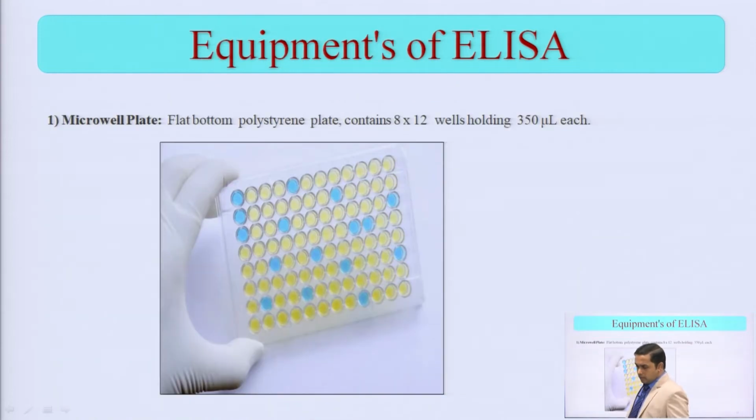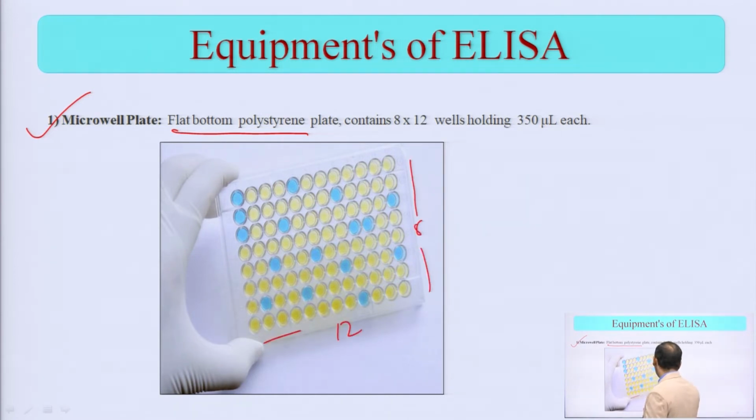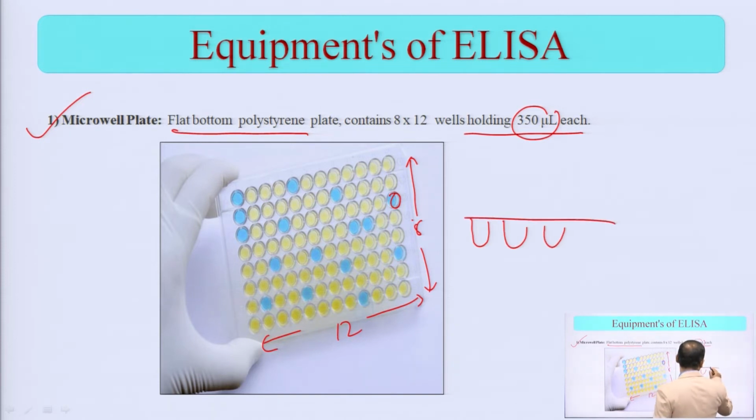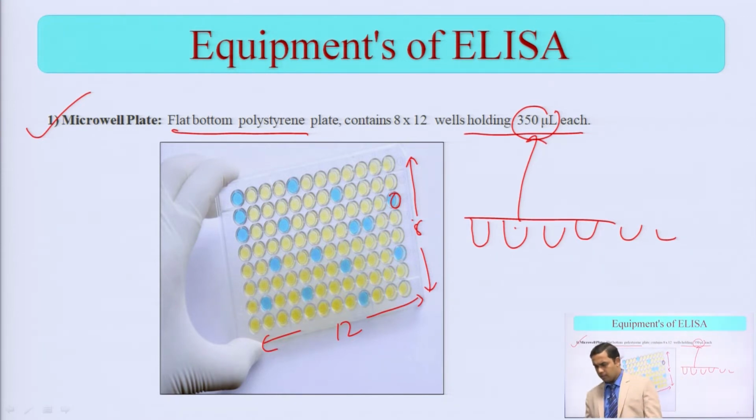These are the basic elements which play a big role in ELISA. Now, what are the equipments? First is the microwell plate. You remember at the beginning of my lecture I told you that it is a plate-based technique. It is a flat-bottom polystyrene plate containing 8 by 12 wells, each holding 350 microliters.